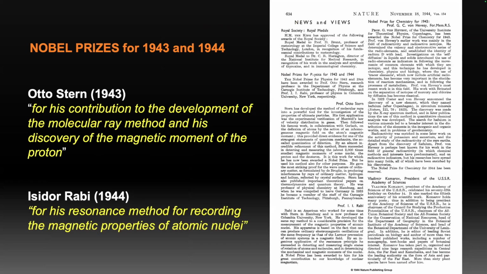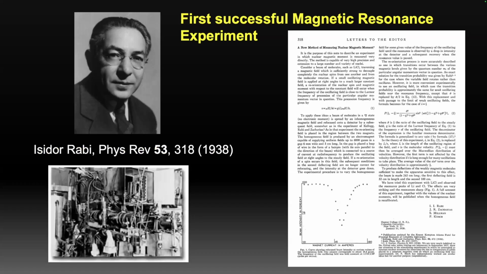And in 1943 and 1944, it was actually after World War II, Nobel Prizes were given to Otto Stern, who measured the magnetic moment of the proton, and to Isidor Rabi in 1944 for the magnetic resonance method. Now, I showed you this instrument, and of course it is really NMR, it's magnetic resonance, but it's far from anything we can do today.